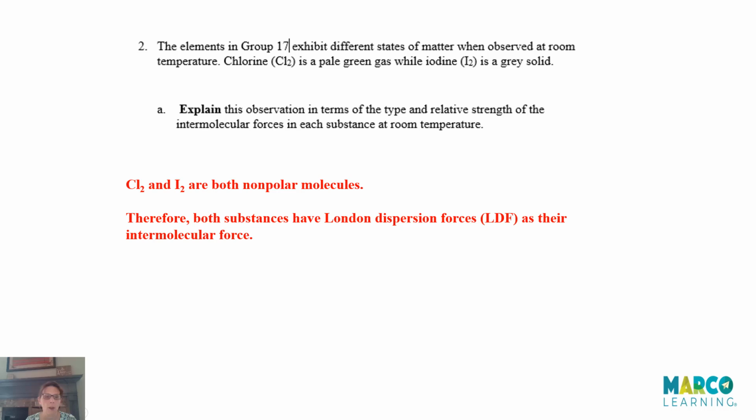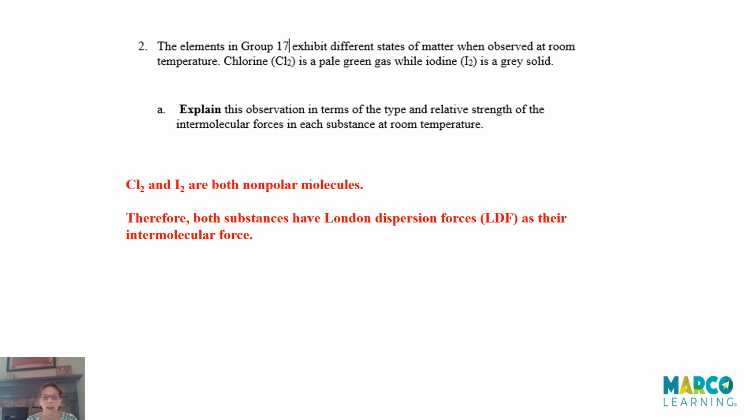Okay, so there we go. I've said that I2 and Cl2 are both nonpolar. Therefore, both substances have London dispersion forces as their intermolecular force. And now I have just identified the type. I've answered that part of the question of intermolecular force that's present. So now let's go ahead and think which one's going to have the stronger intermolecular force.